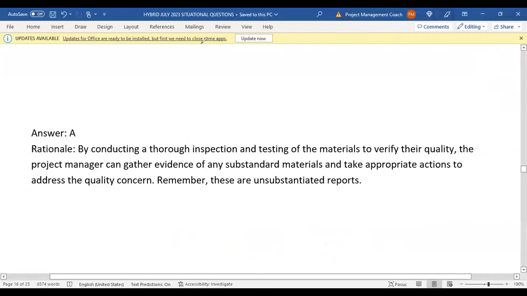By conducting a thorough inspection and testing of the materials to verify their quality, the project manager can gather evidence of any substandard materials and take appropriate actions to address the quality concern. Remember, these are unsubstantiated reports.